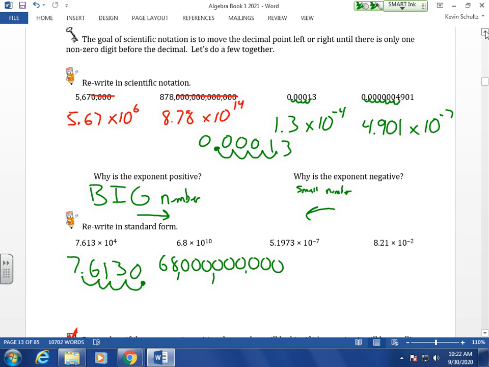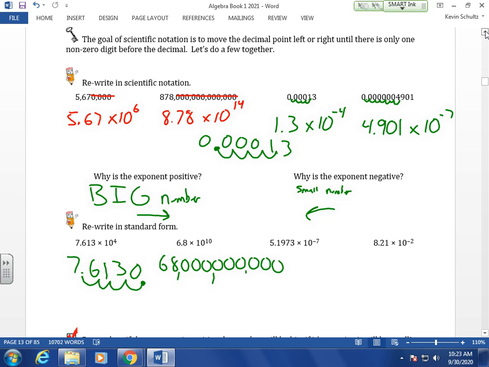5.1973 times 10 to the negative 7th. Look at that exponent. Negative 7. Which direction is the decimal point being moved? Drew says to the left. Drew is right. How many times do we move it? A lot. More specifically? 7 times.